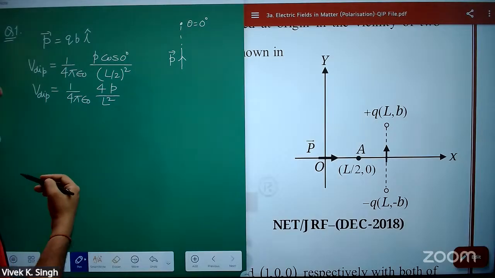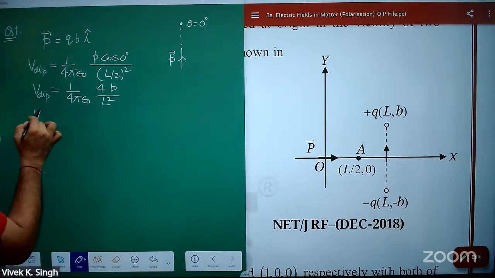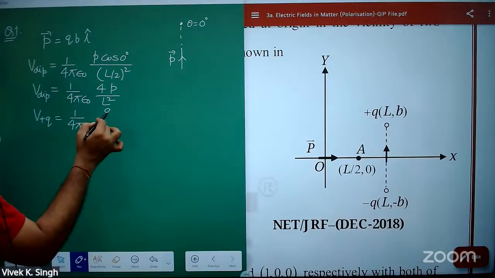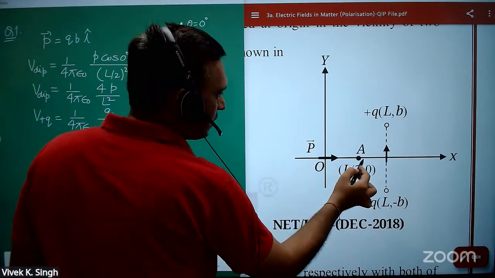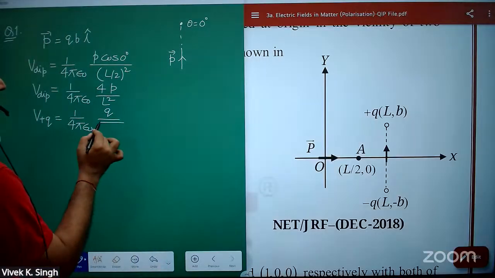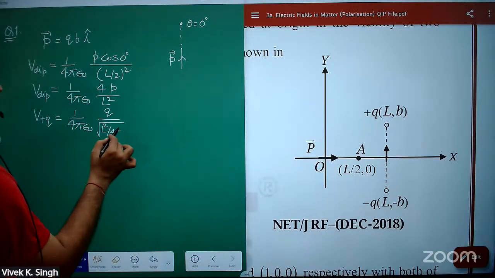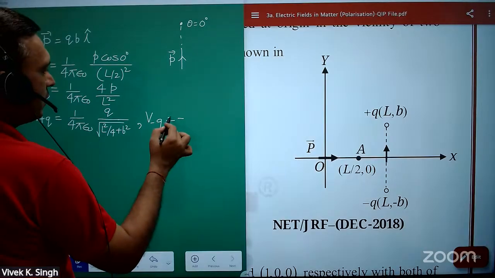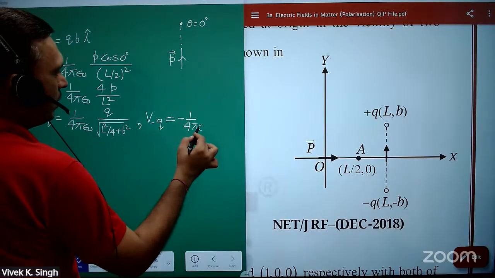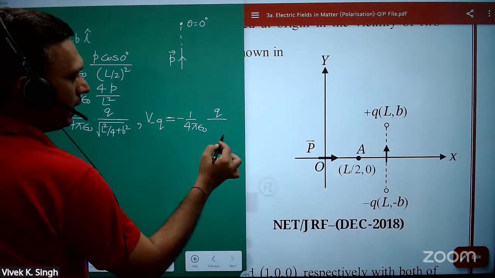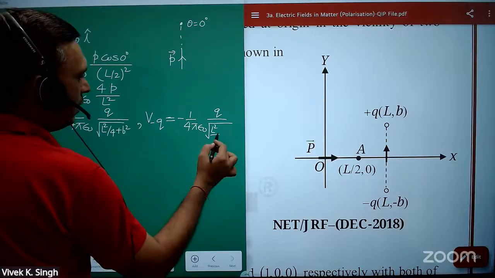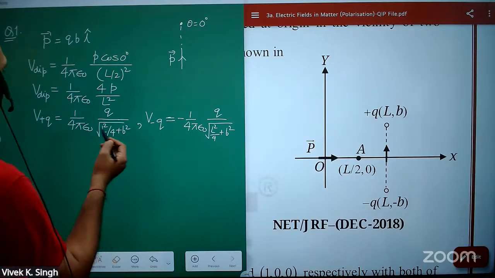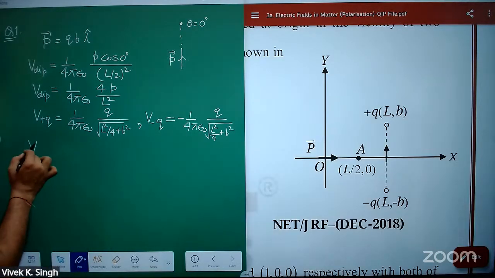Now what will be the potential due to the plus Q charge? It is 1 by 4 pi epsilon naught Q by the distance, which is under root L square by 4 plus B square, since this is L by 2 and this is B. And the potential due to minus Q is minus 1 by 4 pi epsilon naught Q by the same distance, under root L square by 4 plus B square. So what will be the potential at A?